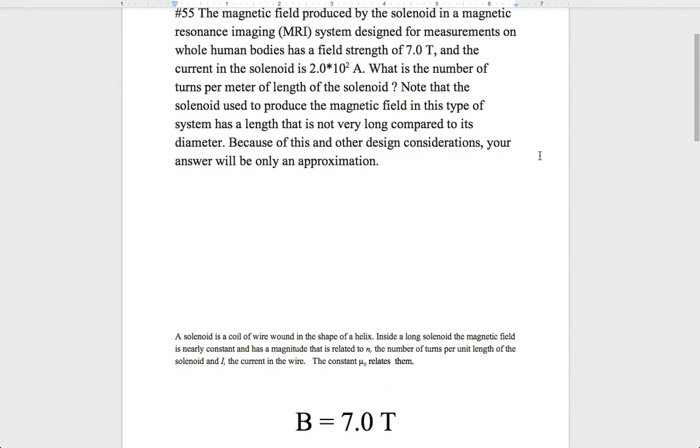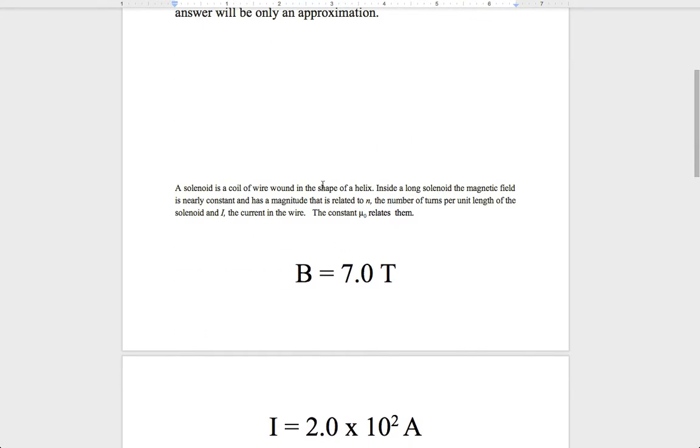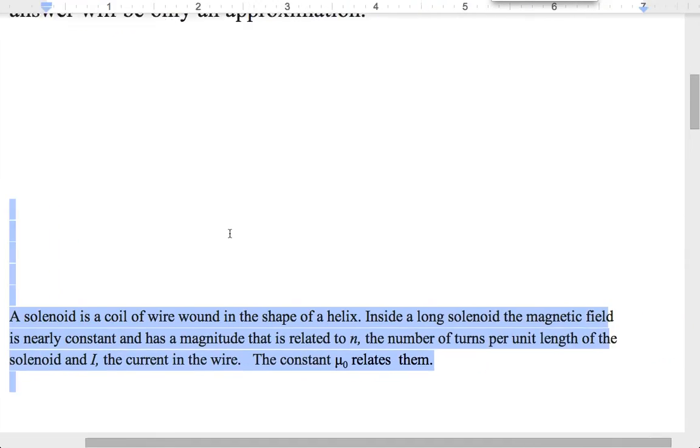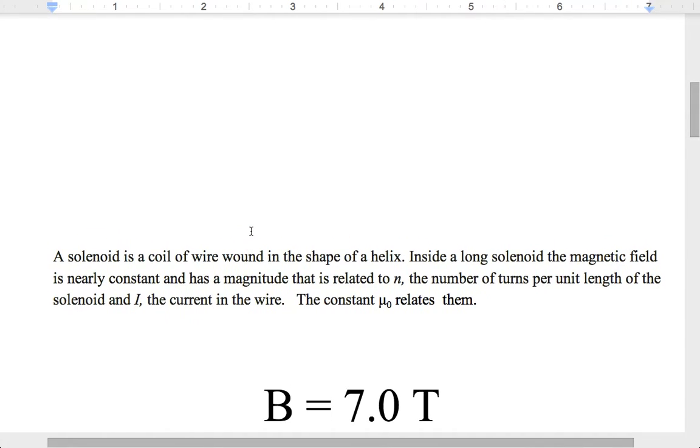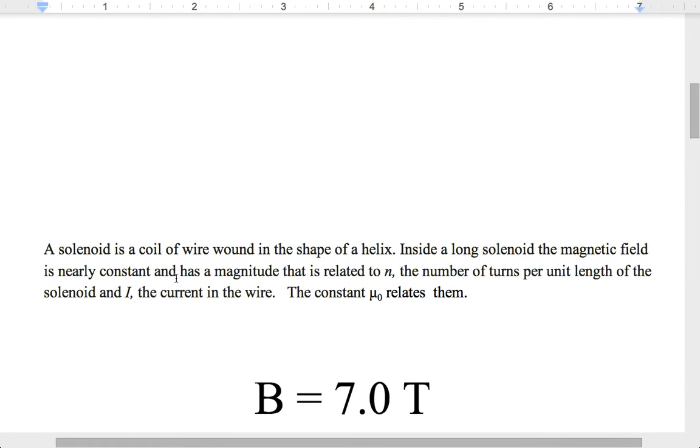So, a little bit of background info. A solenoid is a coil of wire wound in the shape of a helix. Inside the solenoid, the magnetic field is nearly constant and has a magnitude that is related to n, the number of turns per unit length of the solenoid. And it's also related to I, the current in the wire. The constant mu, which is known as the permeability of free space, relates the current in the solenoid, the magnetic field, and the number of turns.